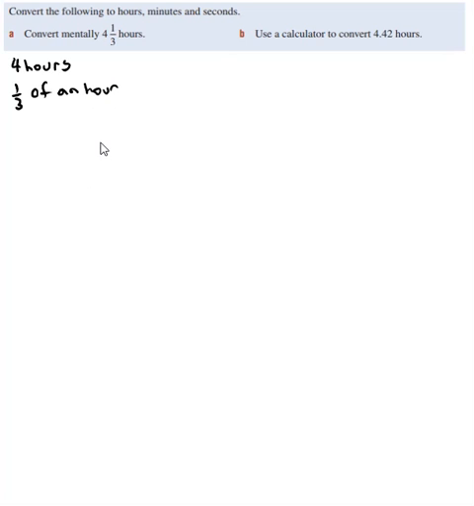Well, the way I would normally do it is, I know the next unit down from hours is minutes, so I'd say, well, what's a third of 60 minutes? And all of you will be able to tell me a third of 60 would be 20 minutes. So our answer would be 4 hours and 20 minutes. Nice and easy.